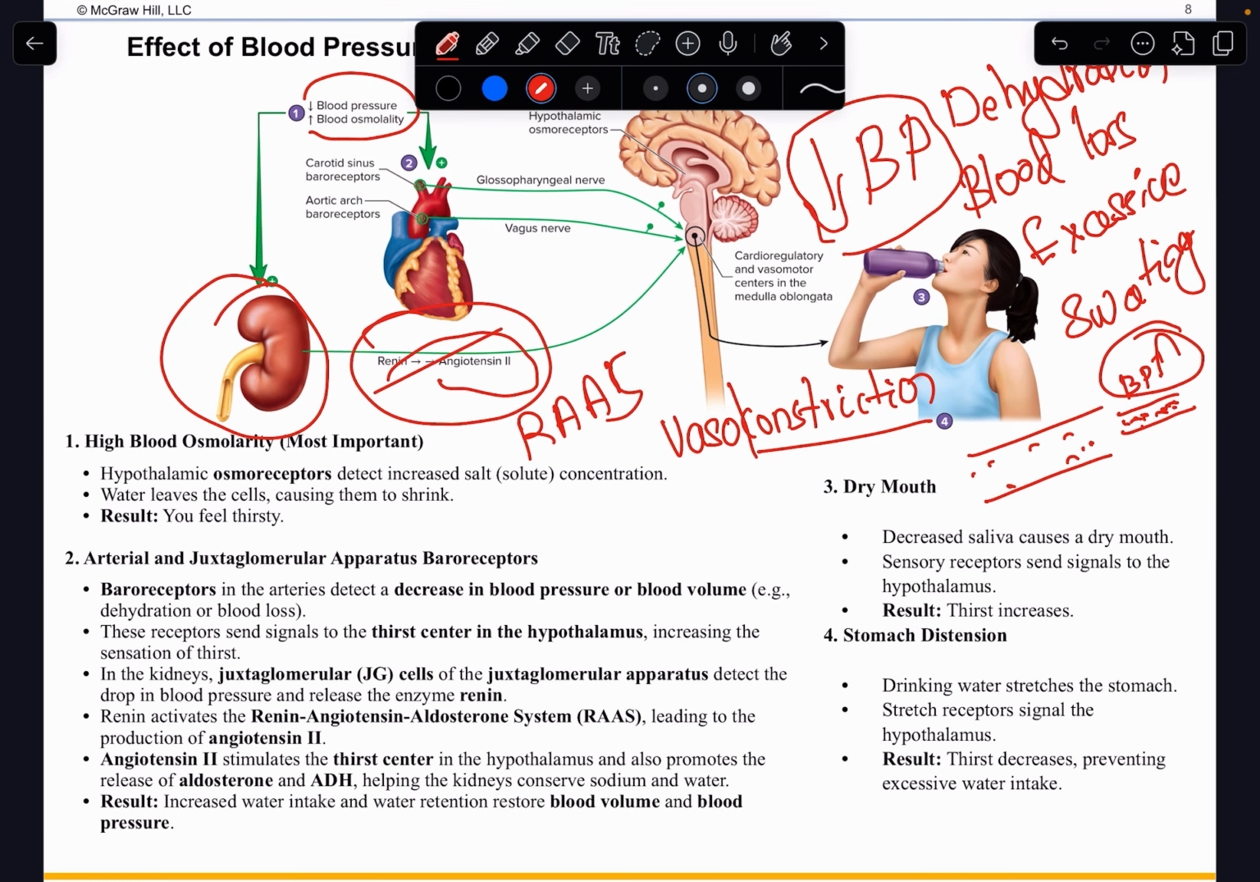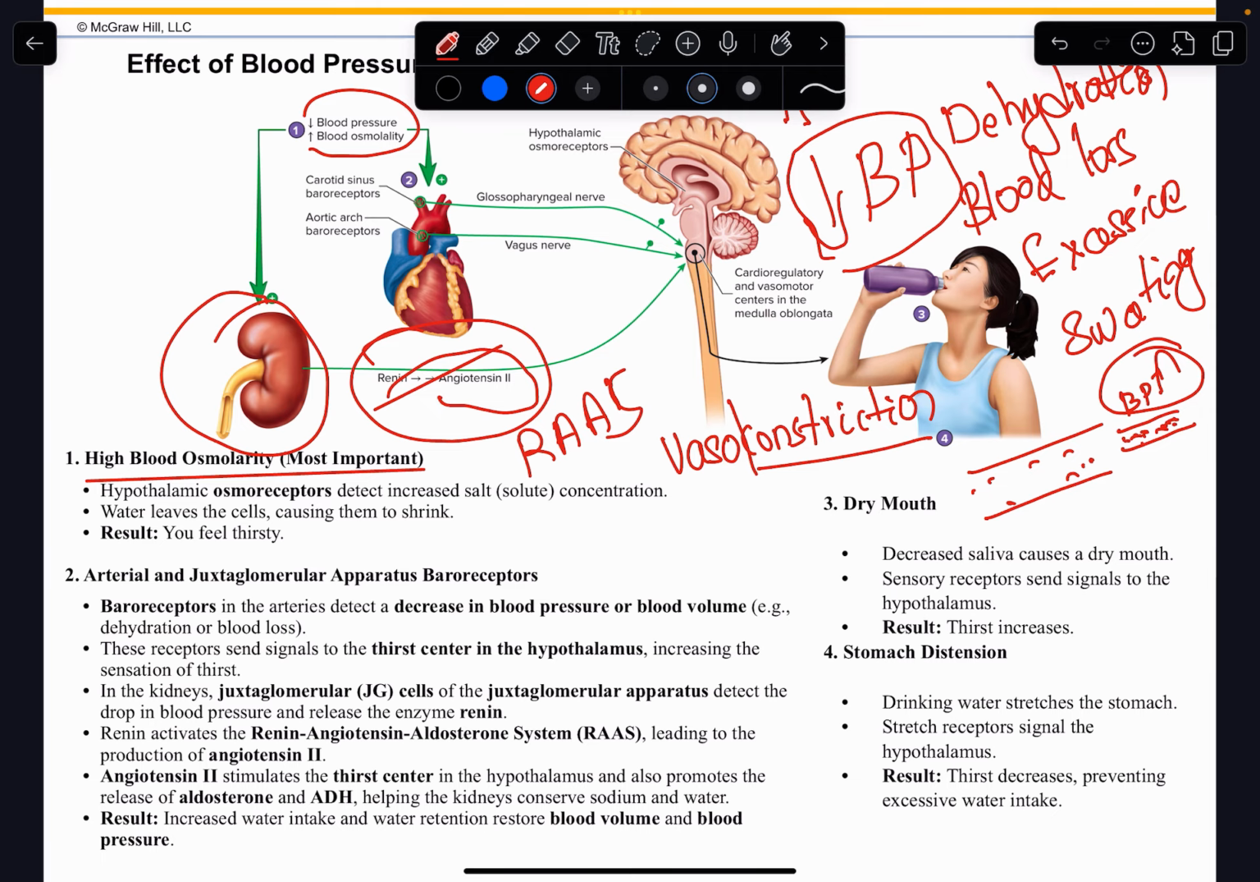See here, first one is what? Blood pressure and osmolality, most important. Hypothalamus, this is the thalamus, the hypothalamus is this region, and the pituitary gland should be here. So in the hypothalamus, there are what? Osmoreceptors. They detect salt concentration, you feel thirsty, so you're drinking water.